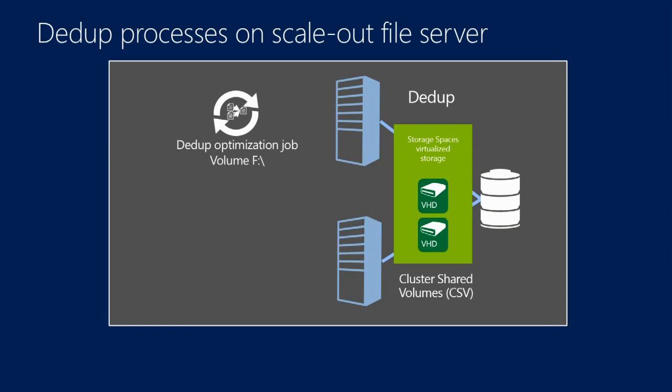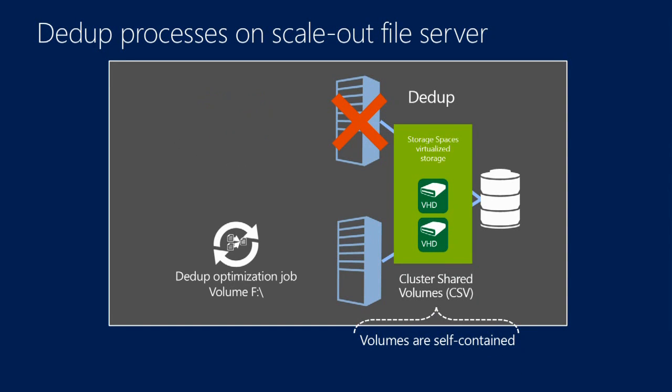So an implication of that is that that job runs on the node that owns the volume from CSV. And if that node goes down, so your node fails, the job will fail. It's clustered in this case, though. So the job gets restarted. The volumes are self-contained. The volume gets moved over, so it's owned by another node in the cluster, and we restart the job on the new node that owns the volume.